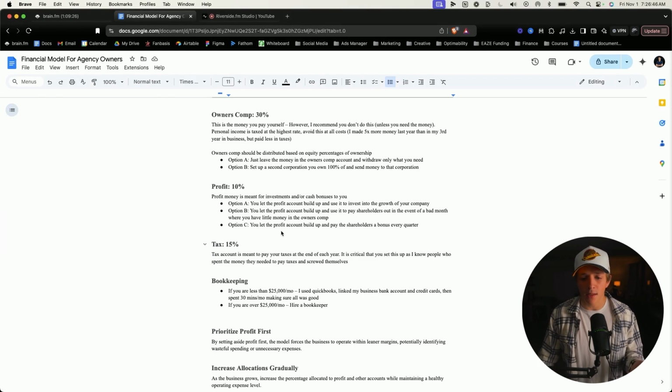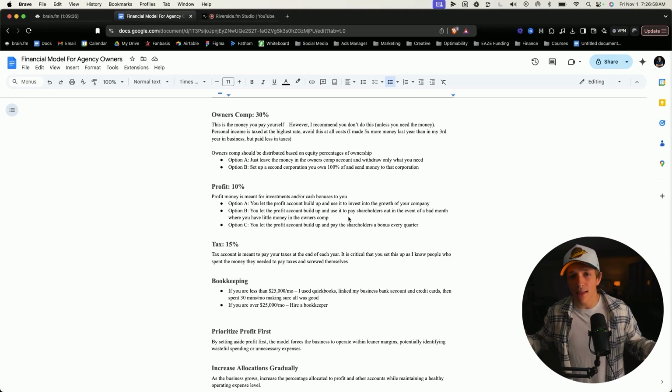And option C is you let the profit account build up and you pay the shareholders a bonus every single quarter, right? So we typically do a combination between option C and option A. Now, within that, every 3 months, at the end of every quarter, let's say there's 50K in the profit account. We'll take half of that and pay that out as a bonus distributed based on the equity that we have in our company.